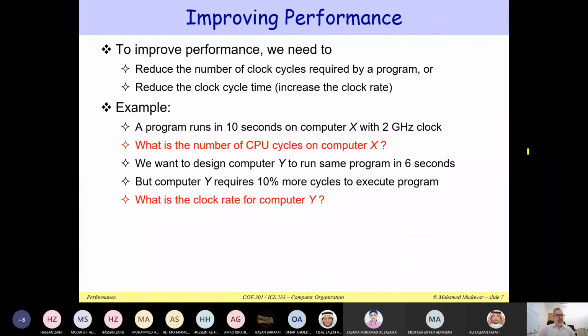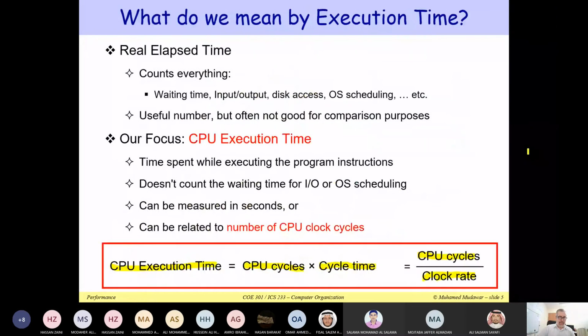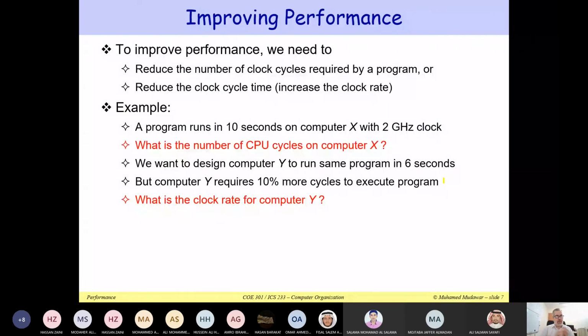So how do we improve the performance? To improve the performance, we have to decrease the execution time. As we have seen in the previous slide, the CPU execution time is related to the clock rate. So if you increase the clock rate, you decrease the clock cycle and you reduce the CPU execution time. As simple as that. Or you need to reduce the number of CPU cycles. So that's how we improve the performance.